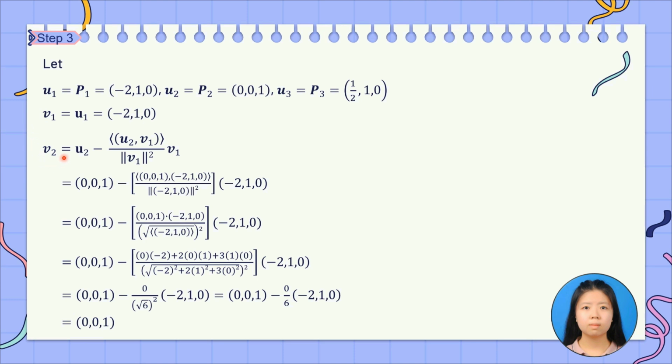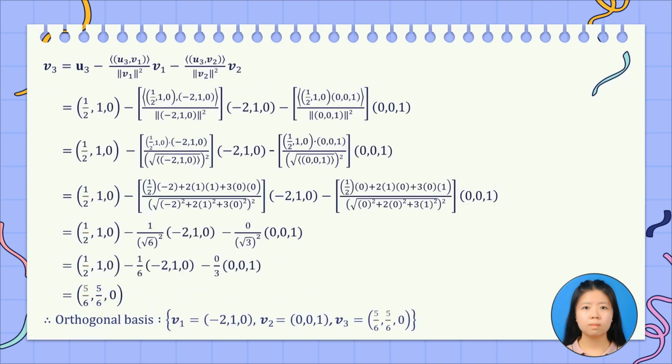For step 2, we need to use this formula, which is U2 minus the inner product of V2 and V1 divided by the norm of V1 squared, multiplied with V1. Now, we focus on the inner product of V2, V1 and the norm of V1. The formula shifts according to the weighted Euclidean inner product given in the question, so we make sure we use it. Thus, we get the answer for V2, which is 0, 0, 1.